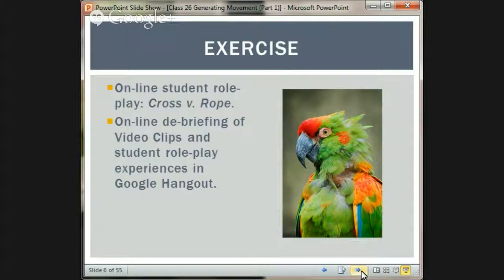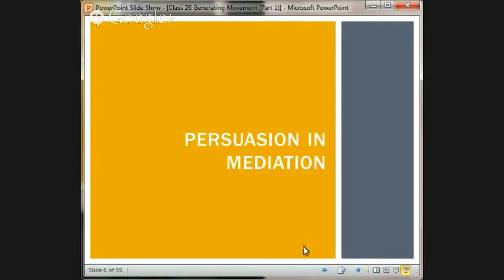All right, you are going to have your student role play, and so you'll be taking the list of issues or interests, and you will find those in the course materials for the last class as part of your reframing materials. And we're going to have your iterations of the how can we, and so when you practice this, you'll transfer those to post-it note sheets and then work with your parties to generate options to each of those. And then we will do a debriefing of the video clips and your role play experiences in the Google Hangout.